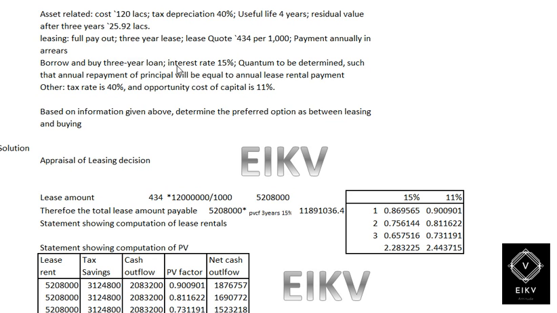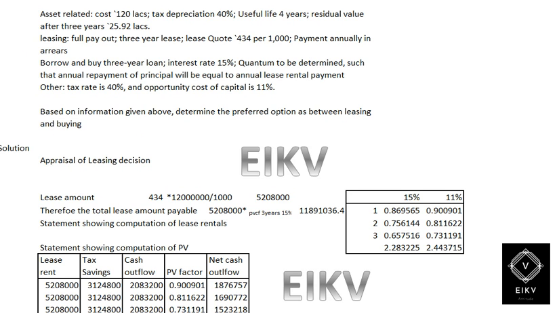Borrow and buy: 3-year loan, interest rate of 15%. Quantum to be determined such that annual payment of principal will be equal to annual lease rental. Other tax is 40% and opportunity cost would be 11%. Based on the information given above, determine the preferred option as between leasing and buying.